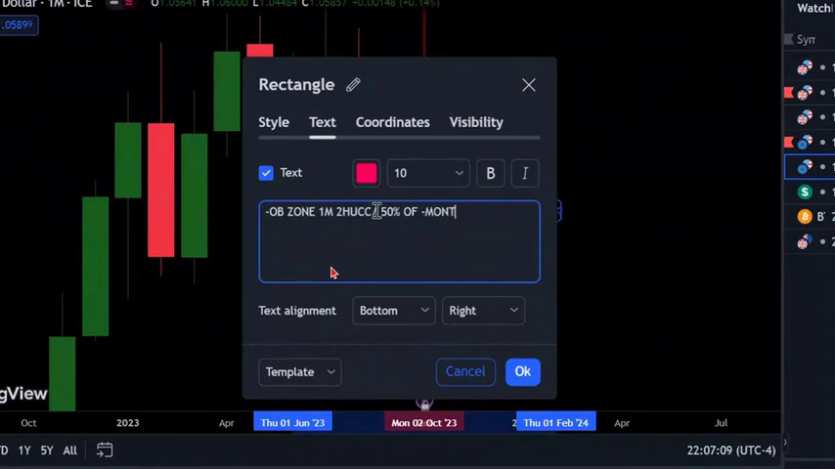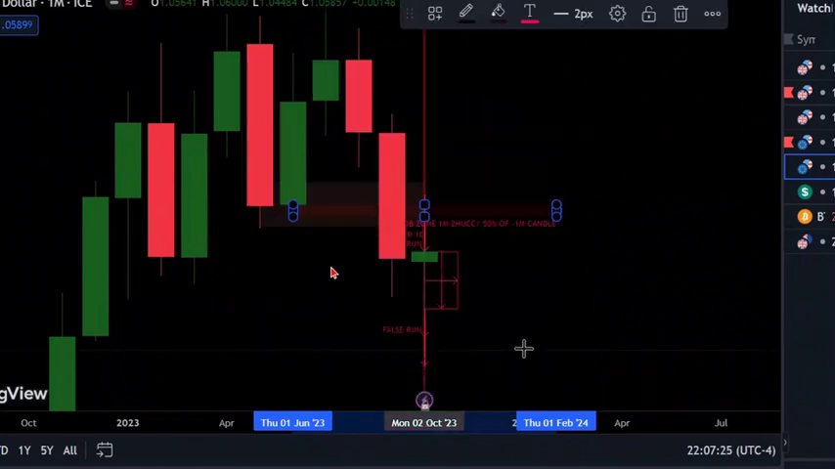50% of monthly, or you could just put M, so you don't have to use up all that space. Or you could put 50% of monthly candle. Correct. So that's basically letting you know that's a confluence. So it looked like price may come up into the opening price of the second to highest up close candle in reverse.